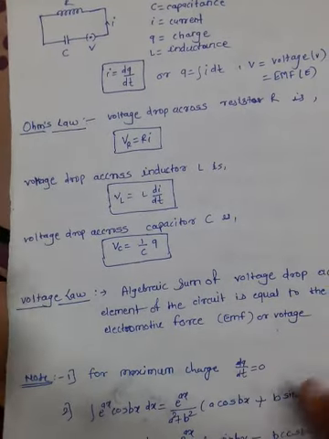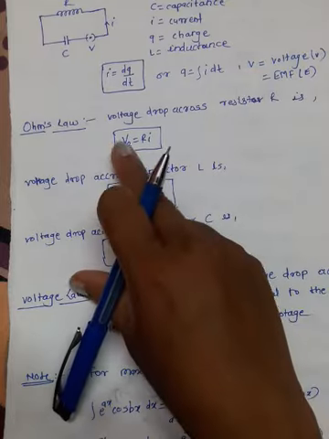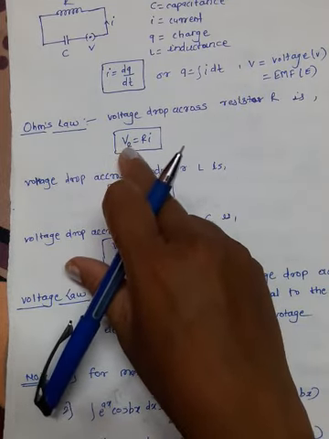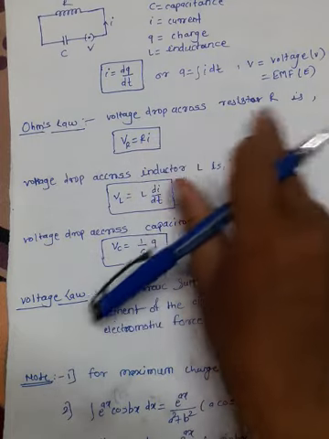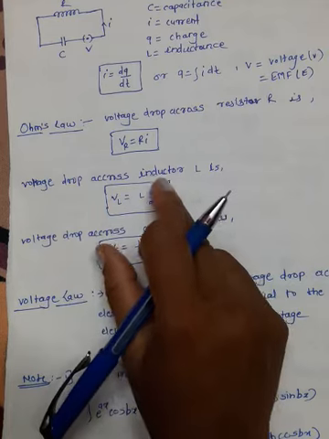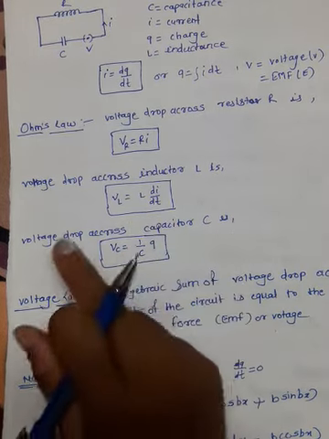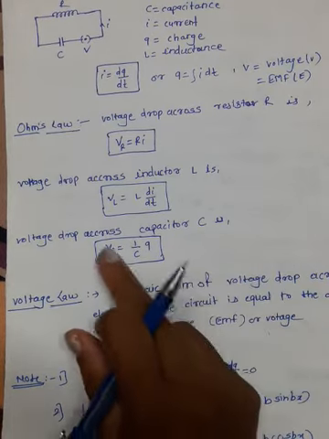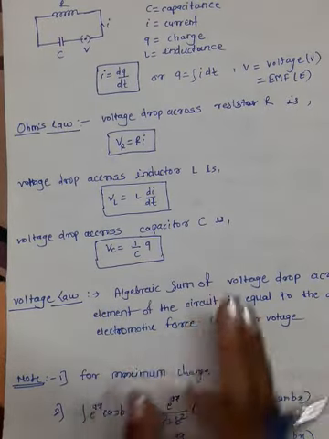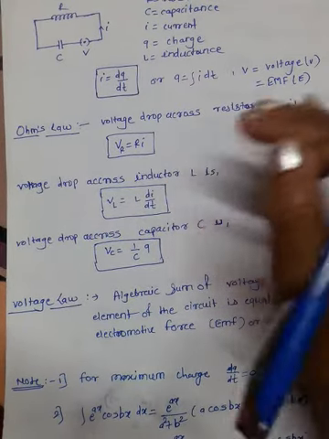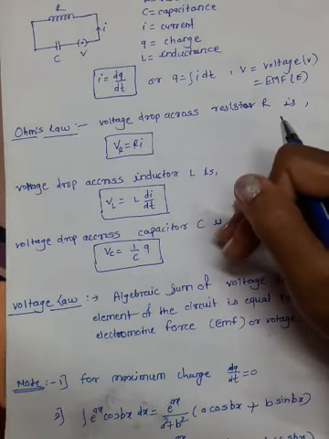Now let us see some laws of electric circuit. First is Ohm's law. Voltage drop across resistor, this is the notation, is given by VR is equal to Ri. This R into I is the voltage drop across resistor. Now voltage drop across inductor L is VL is equal to L di by dt. Voltage drop across capacitor C is denoted by Vc is equal to 1 upon C into Q or Q by C. These are the voltage drops across the corresponding elements, that is resistor, inductor and capacitor. These are the basic things.